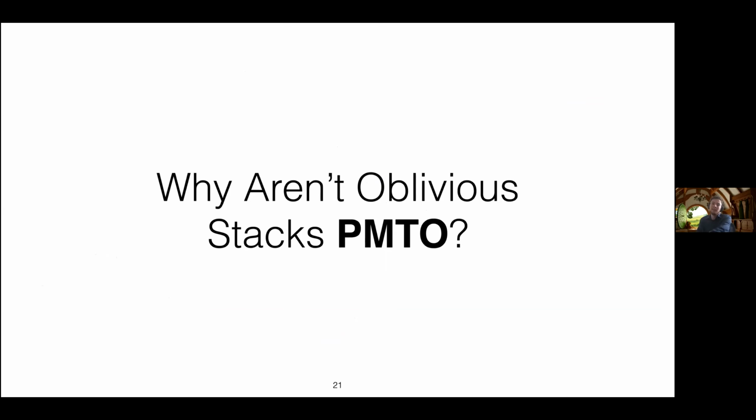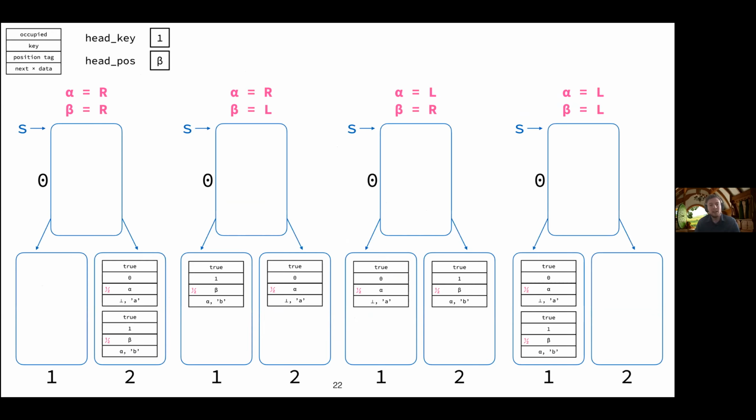So this is all well and good, but I haven't yet explained why these oblivious stacks actually aren't PMTO. They've seemed just fine so far. So on this slide, I'm showing all of the possible configurations of the oblivious stack after 2 pushes. And the other thing that I've done is I've made the 2 position tags for the first 2 blocks that I pushed symbolic here. The first block that I pushed has a position tag of alpha, and the second block that I pushed has a position tag of beta. And these are all of the 4 possible configurations for those random values and the structure that they induce down here.